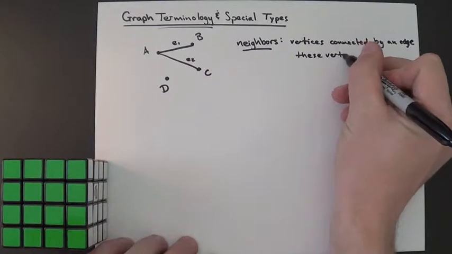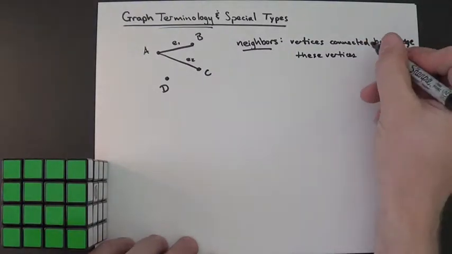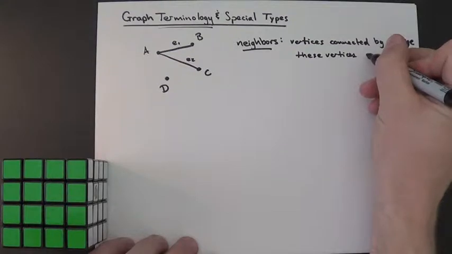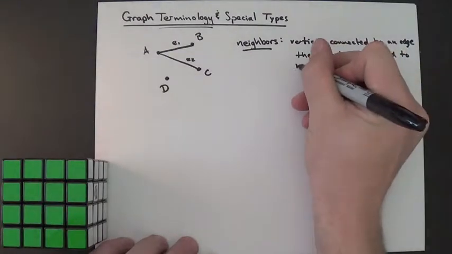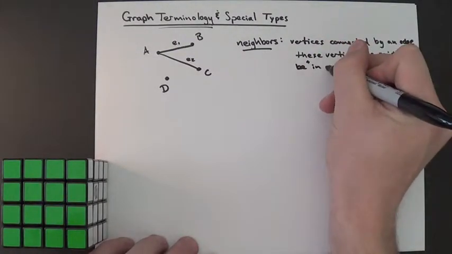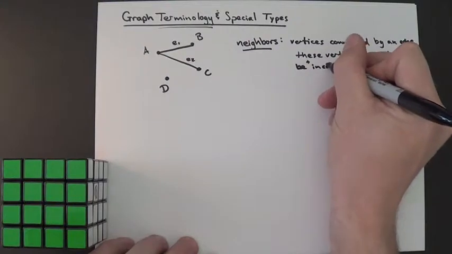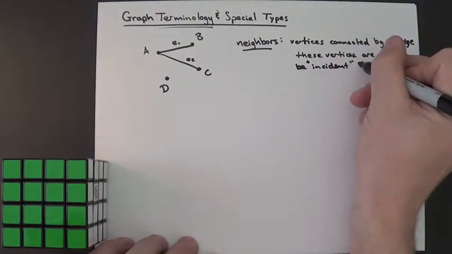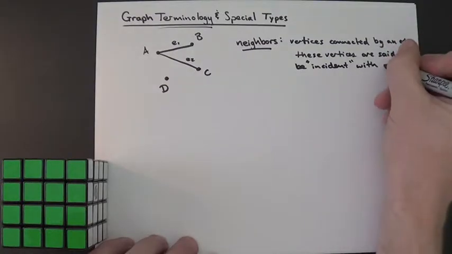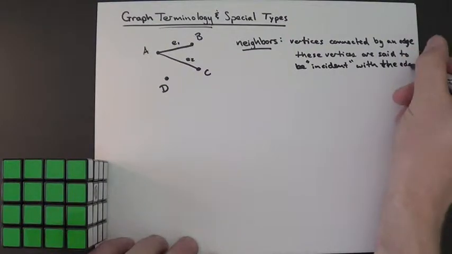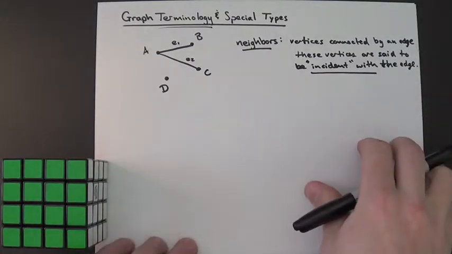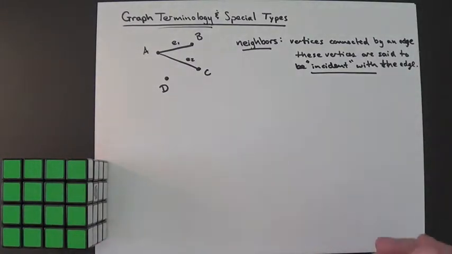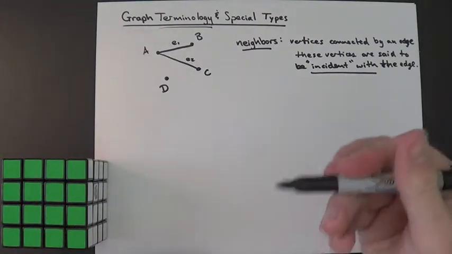These vertices are said to be incident with the edge. So incident with is another little vocabulary word, but that's only used sparingly. Oftentimes we'll just refer to these as neighbors.